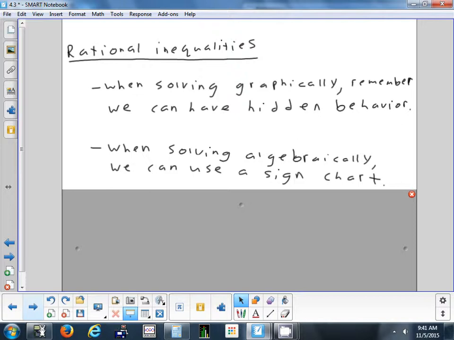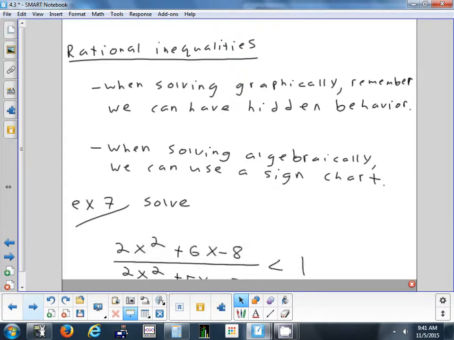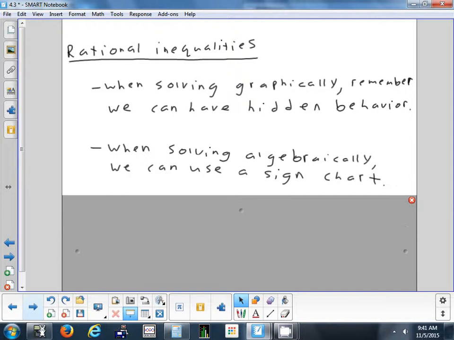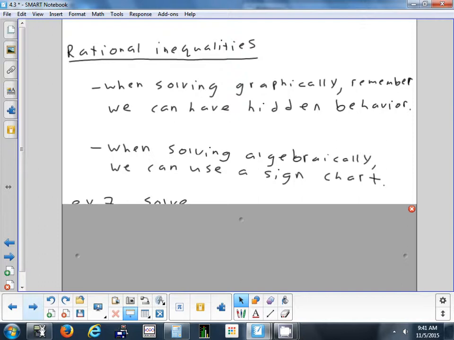If we're going to solve by hand, one thing we can do is make a sign chart. For our purposes, though, I don't think we're going to solve them by hand. We're going to just do it graphically. Now, I'm telling you, if you're going to do it by hand, you'd have to use a sign chart.